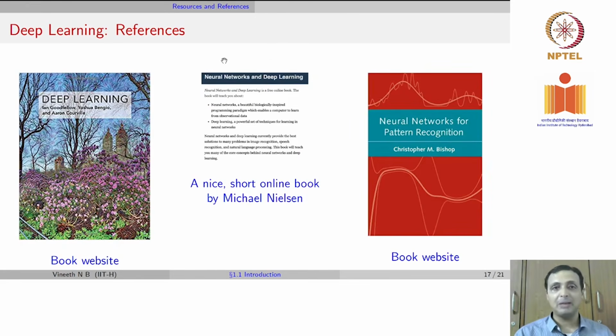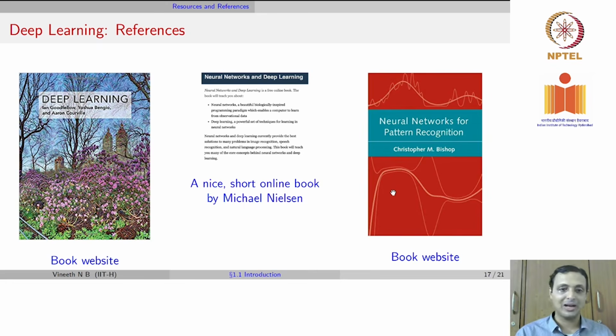There are also the popular deep learning references. Deep Learning by Ian Goodfellow, Yoshua Bengio and Aaron Courville. The book website has the book. There's also a very nice short online book by Michael Nielsen, which we'll refer to when required. And also the book by Christopher Bishop on neural networks for pattern recognition. While these are good references for you to follow, for each lecture, we will point you to where you can look, and sometimes we'll just point you to good blogs and posts that are online. These days, you have some excellent blogs that explain concepts well, so we will point you to those as and when required and possible.